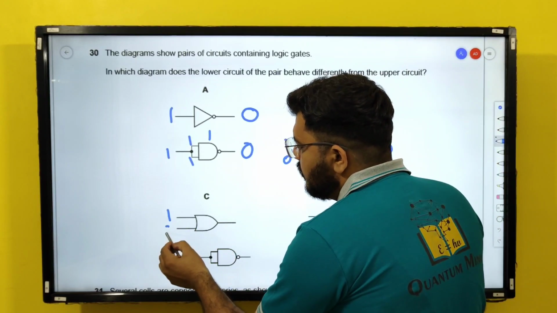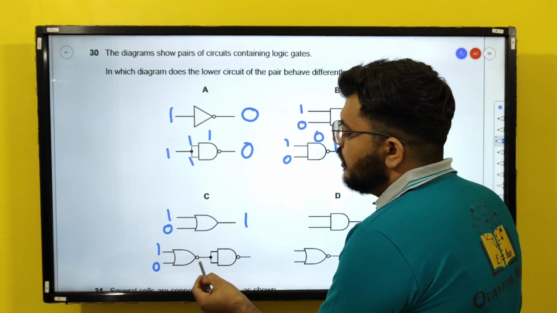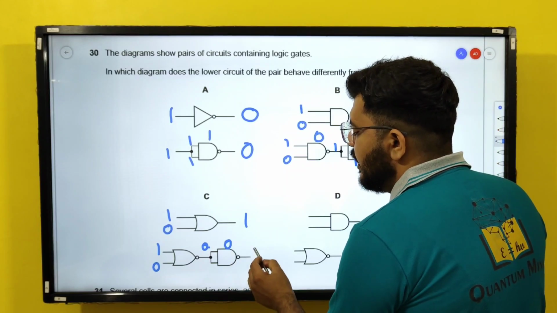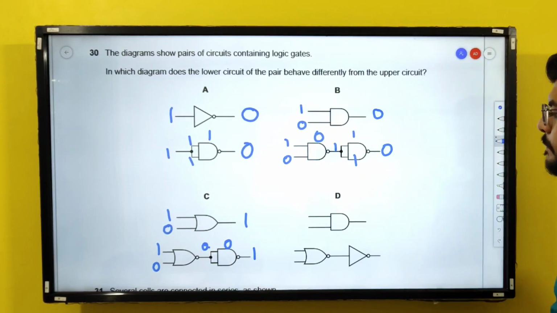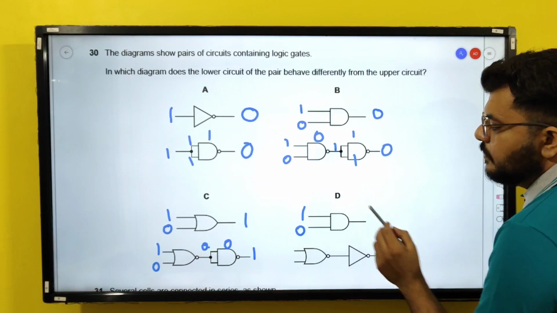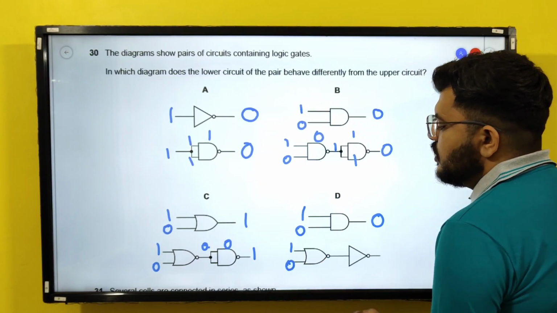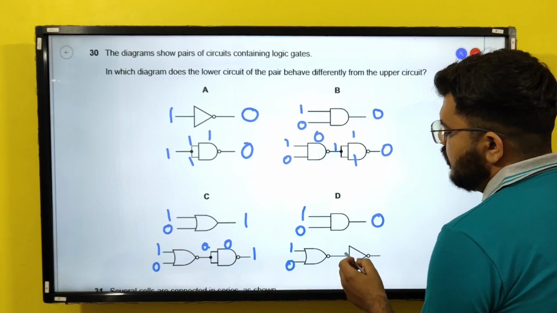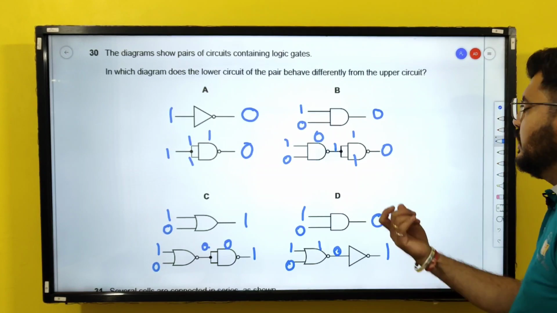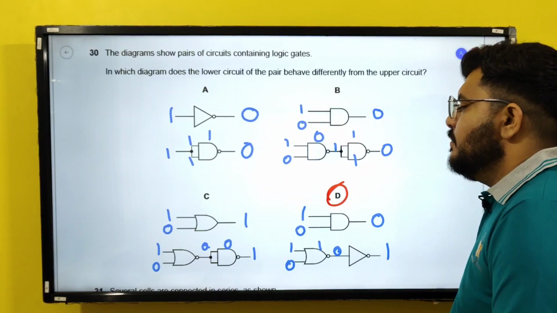Here we have 1 plus 0 is 1. Here we have 1 plus 0 becomes 1, and inverse of that is 0. But 0 and 0 is 0, and inverse of that becomes 1. Here it's 1, 0. 1 multiplied by 0 becomes 0. We have 1, 0. 1 plus 0 is 1. Inverse of that is 0, and 0's inverse is 1. So gate D is not giving the same output.